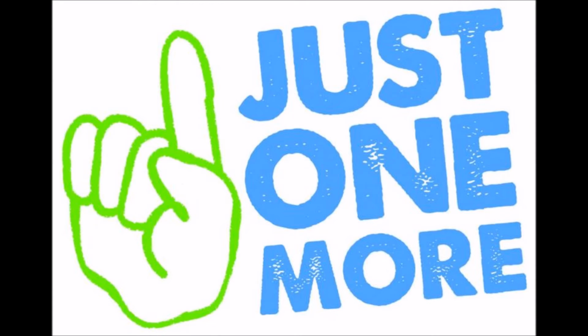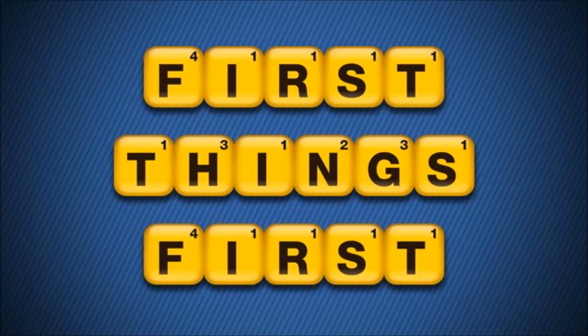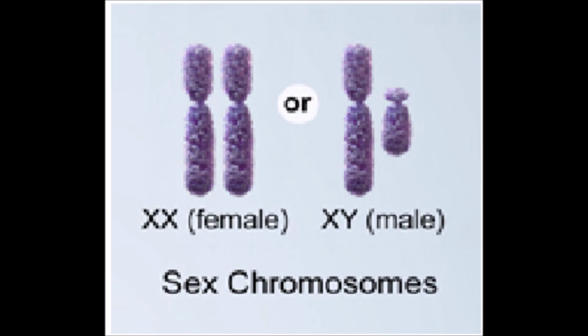Let's do one more. In this question a woman with normal vision marries a man who also has normal vision. Both of their fathers were color blind. We have to work out what proportion of their offspring will be color blind. First we need to work out the genotypes of the couple. In humans, women receive one X chromosome from each parent, while men receive an X chromosome from their mother and a Y chromosome from their father.